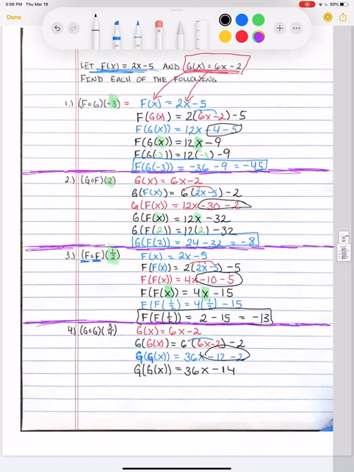Alright, so before we're done, though, we still have to remember that, hey, there's this little fraction, and it's got to go here, and it's got to go there, and we're going to do that. So I'm going to rewrite this as g of 3/4 equals 36 times 3/4 minus 14.